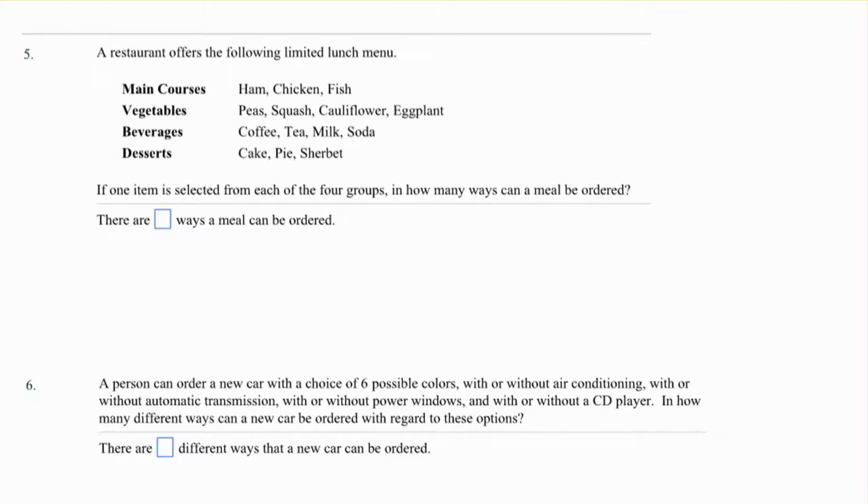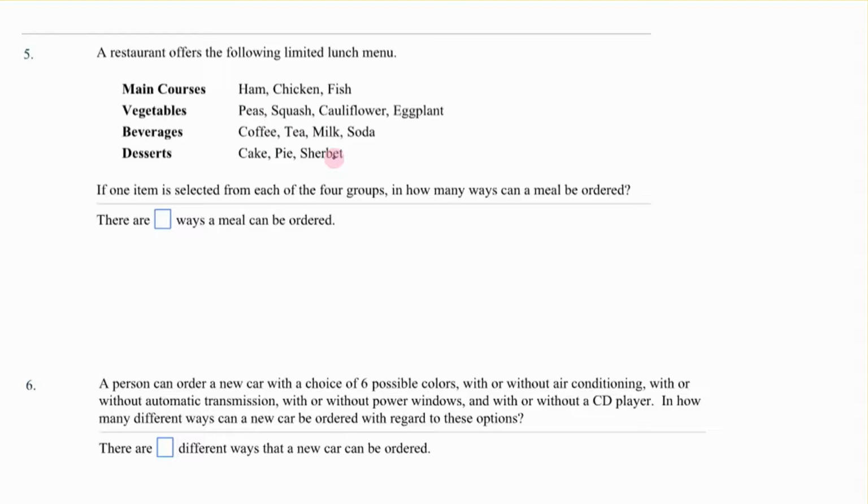A restaurant offers the following limited lunch menu: main course, vegetables, beverages, and desserts. If one item is selected from each of the four groups, in how many ways can a meal be ordered? For instance, will it be ham, squash, tea, and pie? Or will it be fish, peas, coffee, and sherbet?